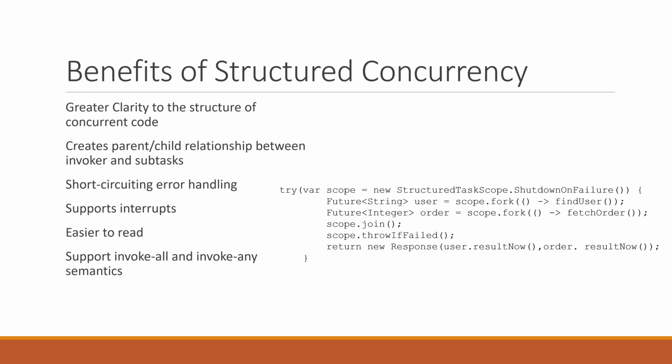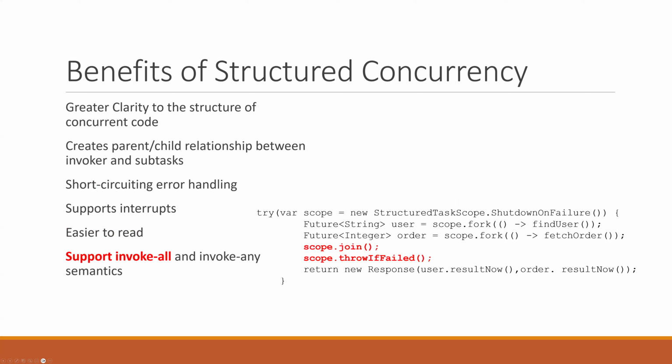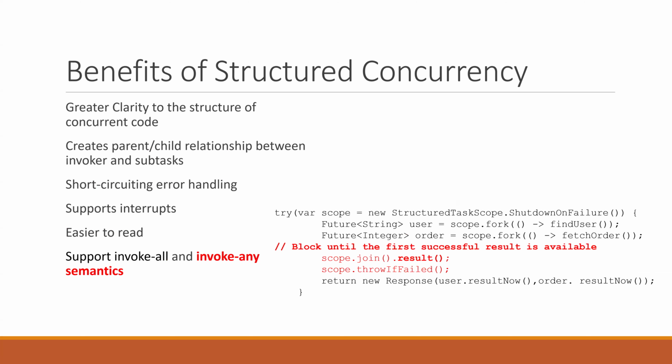We talked about the invoke all or invoke any, which is that concept of the join. The join says do everything, or with the invoke all, I'm going to do everything until one fails. And this one's interesting. This is the invoke any. This is where I get a result back, it's going to block until the first successful result is available, and then I'm going to go for it. I'm going to head back.